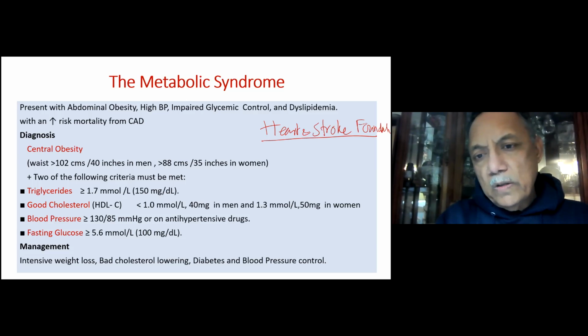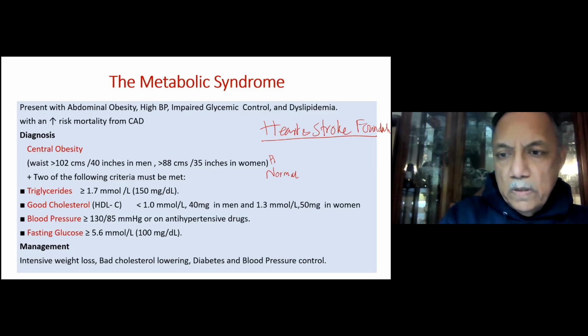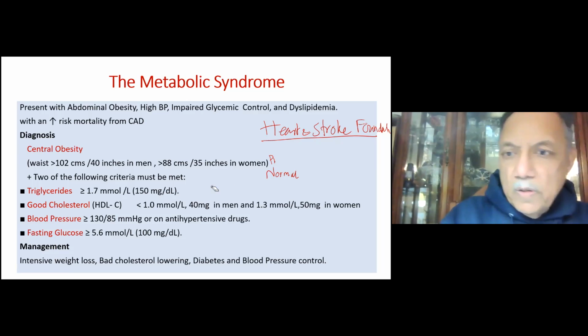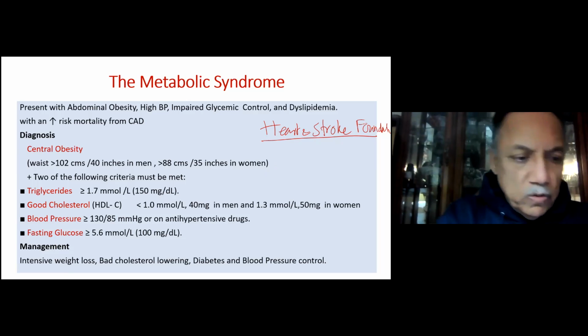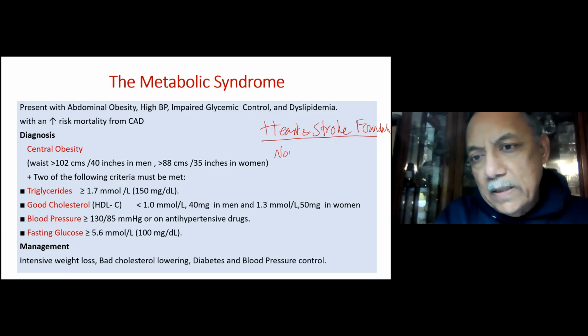So we call the normal blood pressure, so what is normal? And then we have pre-hypertension, and then we have hypertension, or high blood pressure.